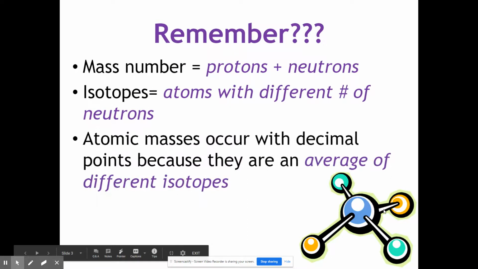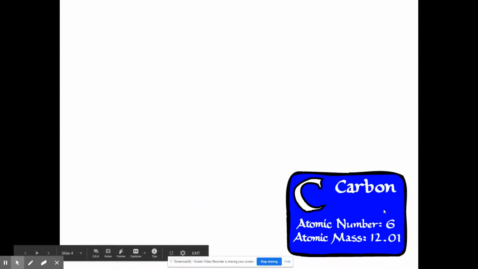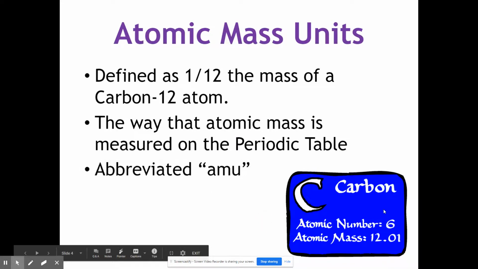Here are things that you need to remember. Mass number is protons plus neutrons. Isotopes are atoms with different numbers of neutrons. Atomic masses occur with decimal points because they are an average of different isotopes. Atomic mass units are the unit that we use for atomic masses. They are defined as 1/12 the mass of a carbon atom. That's the way that atomic mass is measured on the periodic table, and they're abbreviated AMU.